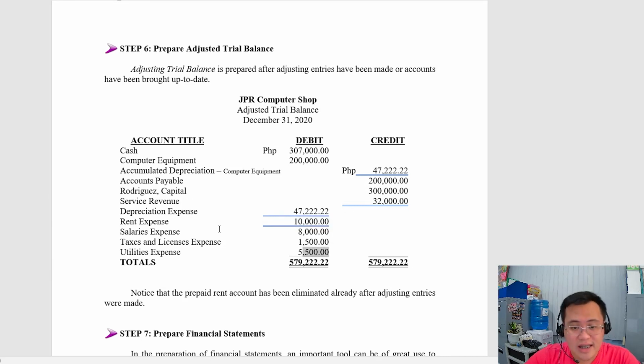Therefore, our adjusted trial balance is a debit of 579,222.22 and a credit balance of 579,222.22. So we are now updated with our balance as of December 31, 2020. Notice that the prepaid rent account has been eliminated already after adjusting entries were made. So that is the very essence of adjusting entries. We have to update the balances of our accounts to bring the true balance at the end of the accounting period. So that's it for this week.